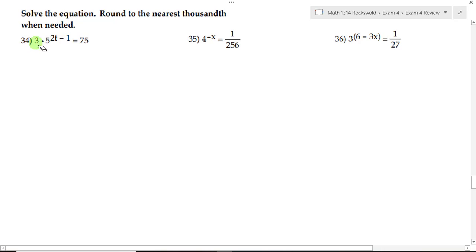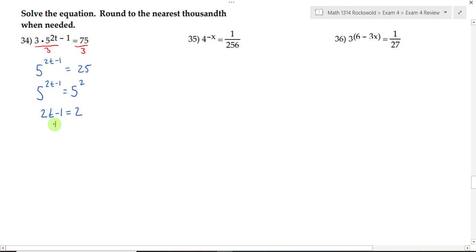So how do I get this 3 off of this 5 raised to the 2t minus 1? Divide both sides by 3. So I divide both sides by 3, and that's going to give me 5 raised to the 2t minus 1 equals 25. I won't have to take the log of both sides of this equation because it's possible to write 25 as a power of 5. How could I write 25? 5 raised to the 2t minus 1 is equal to 5 raised to what power? To the 2nd power. And that means because of the one-to-one property for exponents, if the bases are equal, then the exponents have to be equal. So the equation that I can solve is 2t minus 1 equals 2.